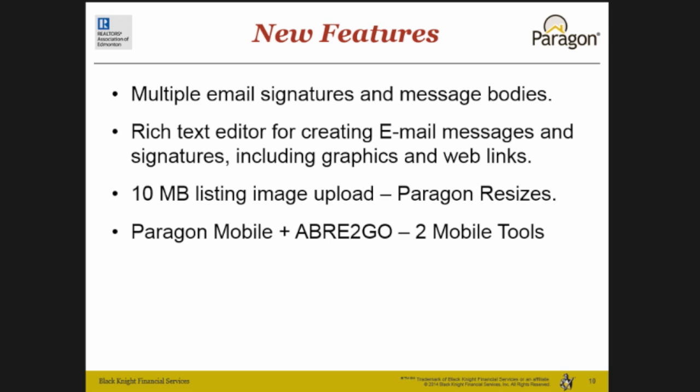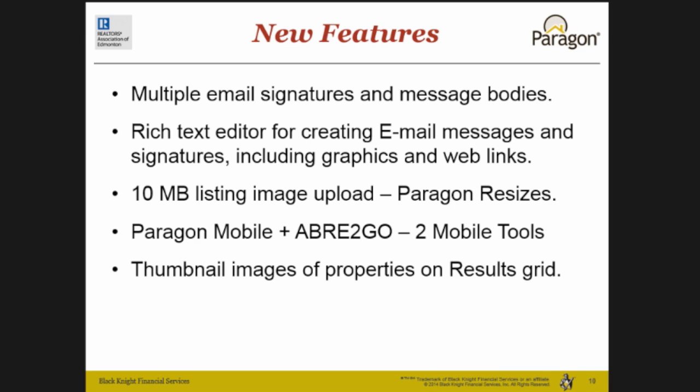In addition to the Paragon mobile product, you also have the ABRE to go tool, so you'll have two different mobile products to utilize as you're using Paragon. When you're looking at the spreadsheet, over on the left-hand side, there'll be a small image. It is small, but by clicking on it, you can then see a larger image. So as you're looking at a spreadsheet, you can get a quick idea of what that picture looks like. And if you want to, click on the image, get the larger image, then you can step through all 30 pictures if you wanted, seeing the details about the property.